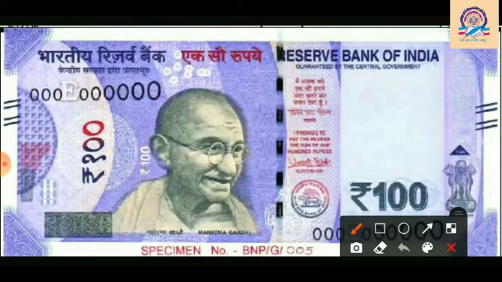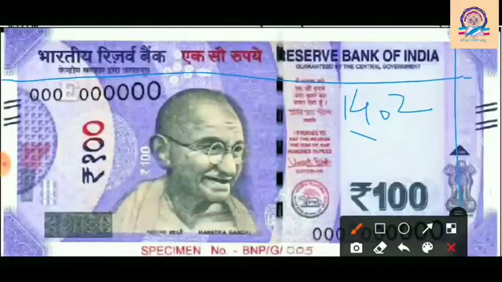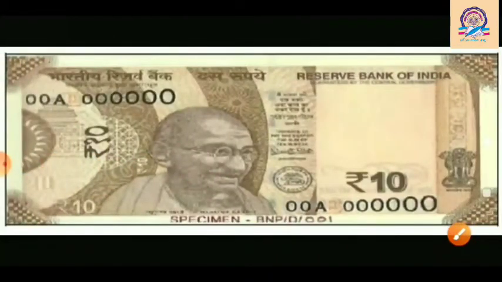I found its length. It was the length from here. It was actually 14.2 centimeter, and the breadth, means from here, this one, it was 6.6 centimeter. Similarly, here we have a new note of 10 rupee. Its length was 12.3 and the width was 6.3.